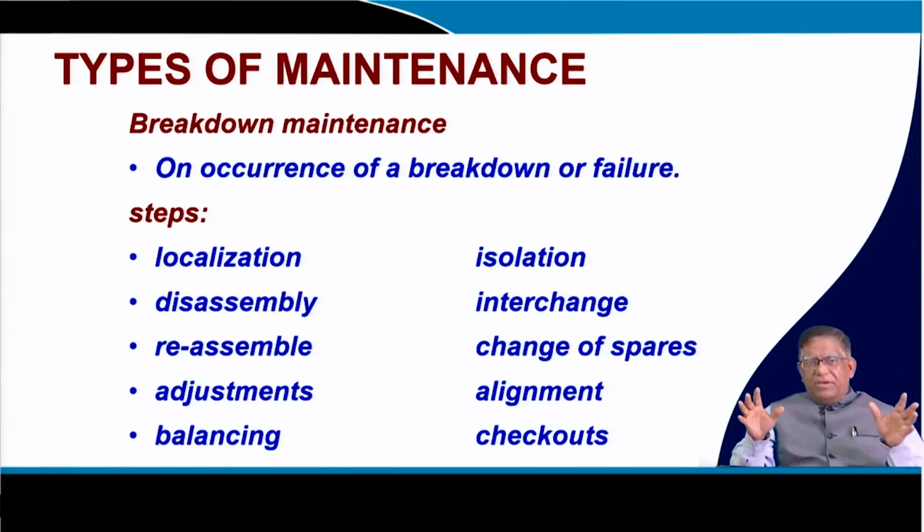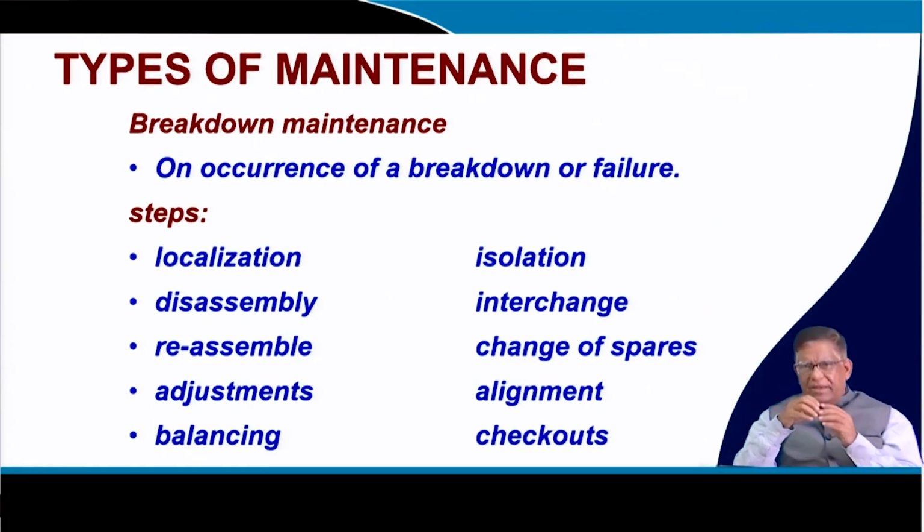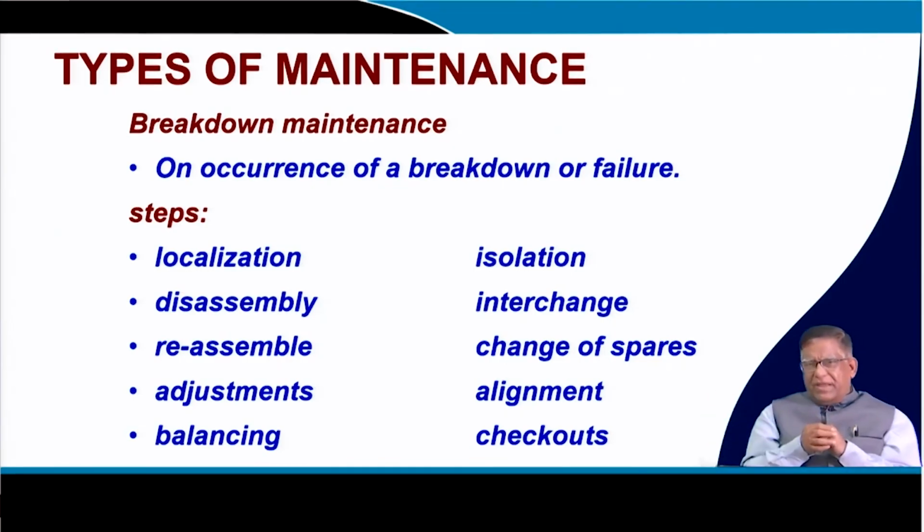If it is breakdown maintenance, they will act only on occurrence of the breakdown failure. What do they do? They will have to know localization, that means where the failure came from. Disassembly, that item will have to be separated, then reassemble. During that time they will adjust things, check the balance, sometimes isolate something, sometimes some item can be changed from here to here.